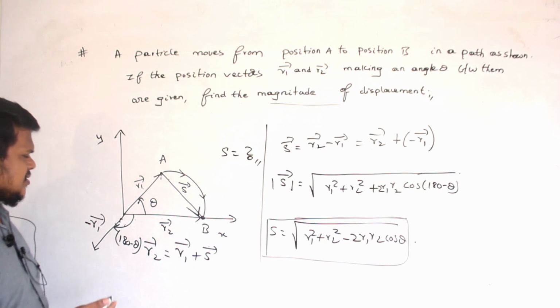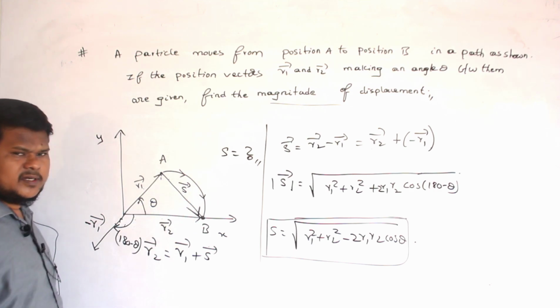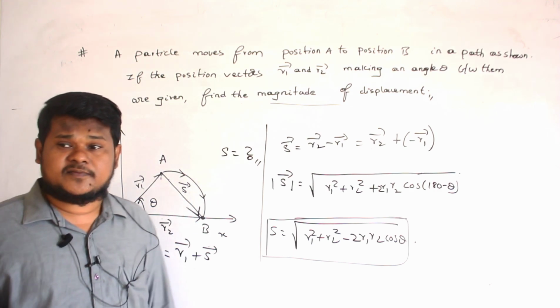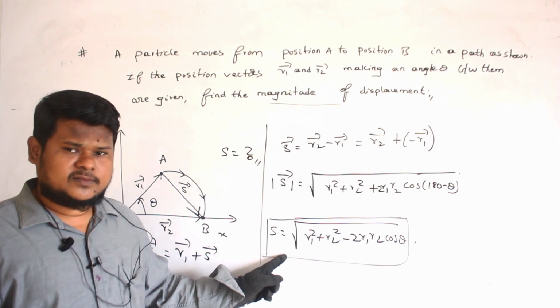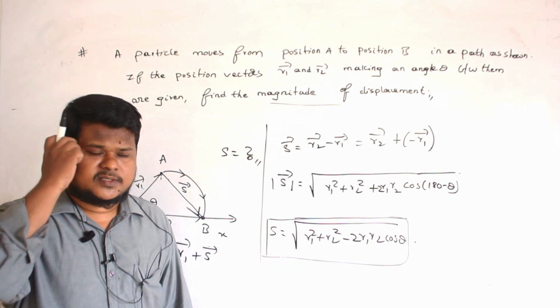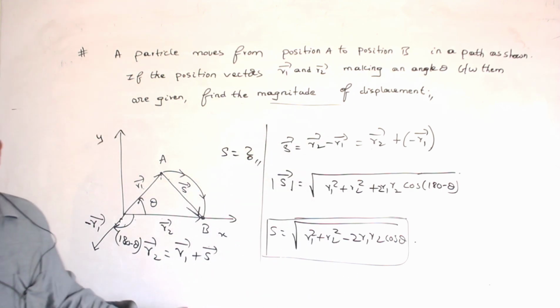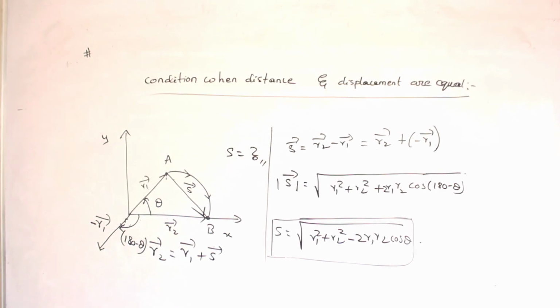Or directly you can say, if two vectors are at an angle of theta, then what is the formula to calculate the magnitude of subtraction of these vectors? This is the formula, no? Square root of R1 square plus R2 square minus 2 R1 R2 cos theta. Directly also you can write. Just for your understanding, I have explained this one. Fine? Okay.